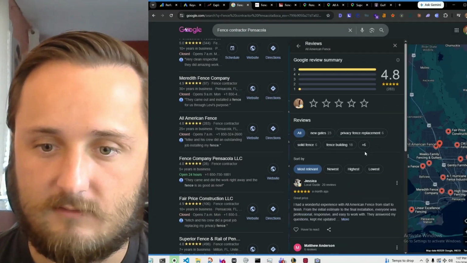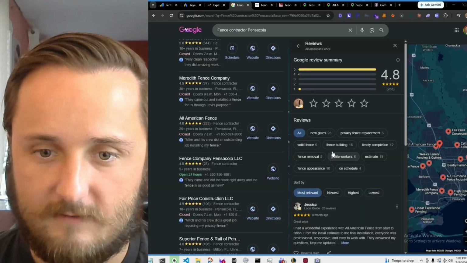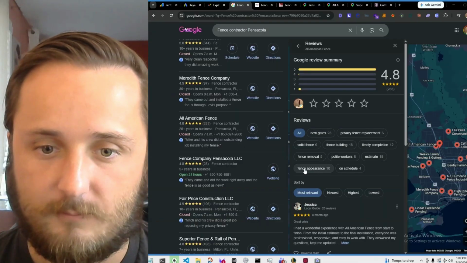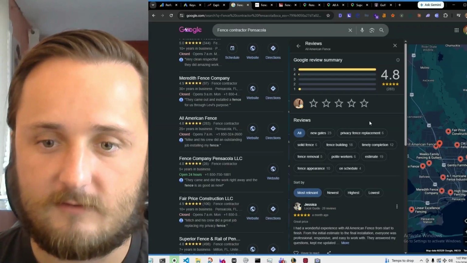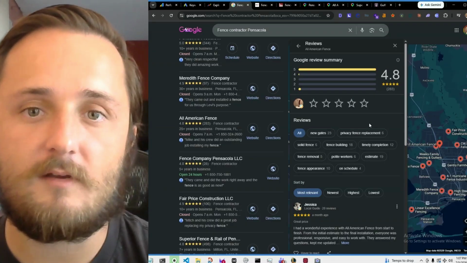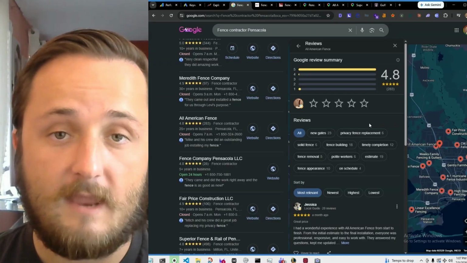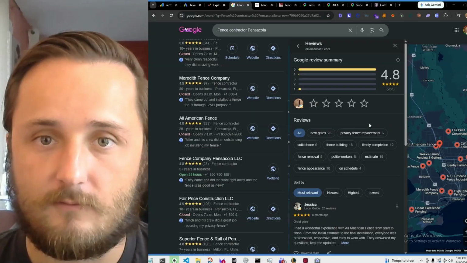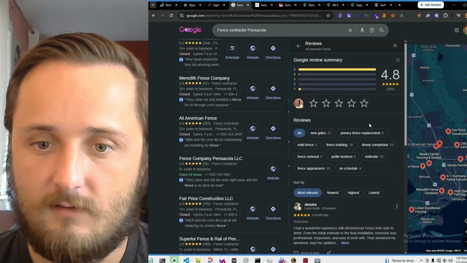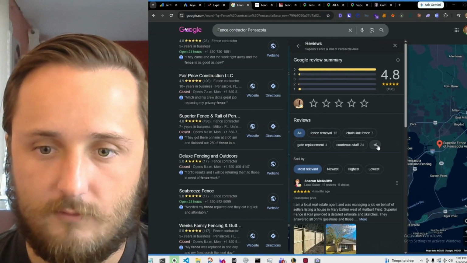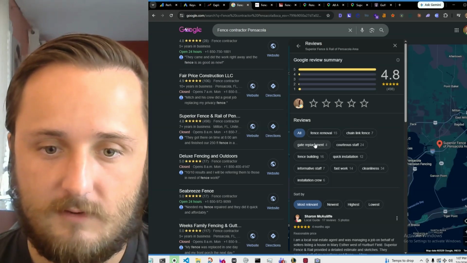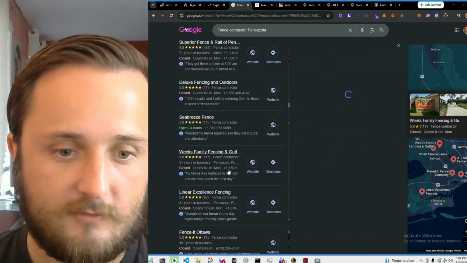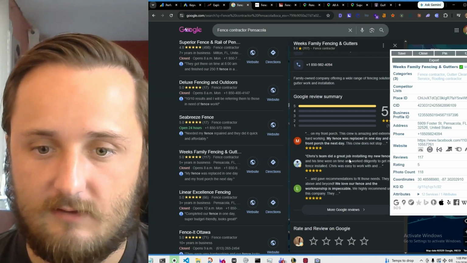So new gates, that's a new keyword. We got fence building, fence appearance, fence removal. We got privacy fence replacement. So we're already starting to pick up more services and more keywords of some things we need to consider targeting. So then we go down here, more Google reviews. So we got fence removal, okay. Gate replacement, okay. And we're still just in the gathering information phase.